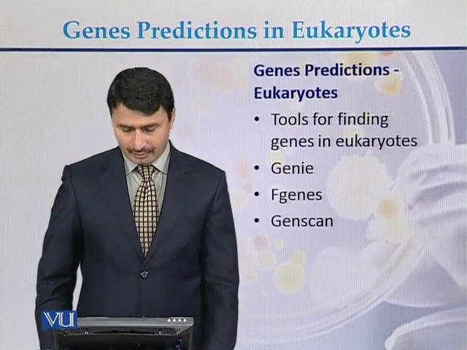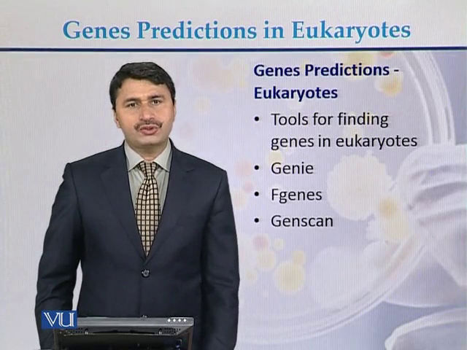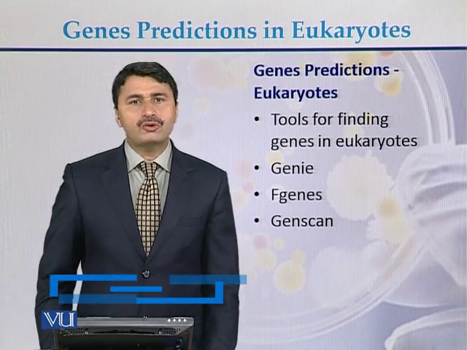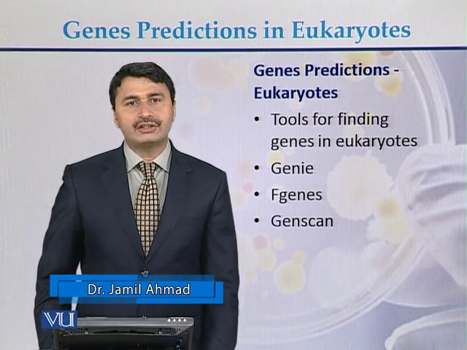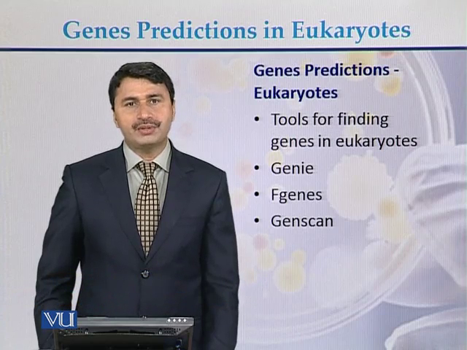Gene predictions in eukaryotes. There are different tools which are used for gene prediction in eukaryotes. The most common tools are GENIE, FGENES, and GENSCAN. So these are the three most important tools which are used for gene predictions in eukaryotes.